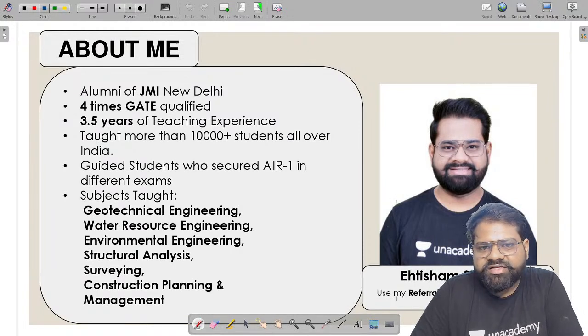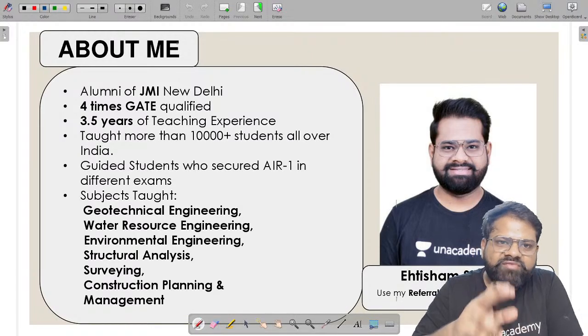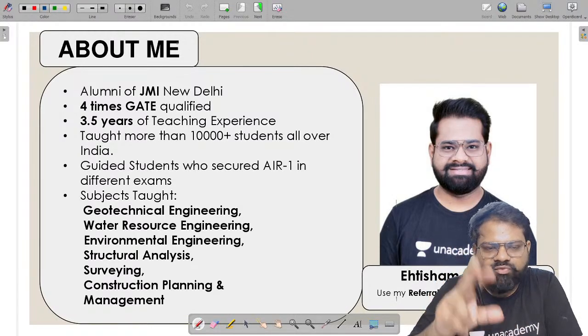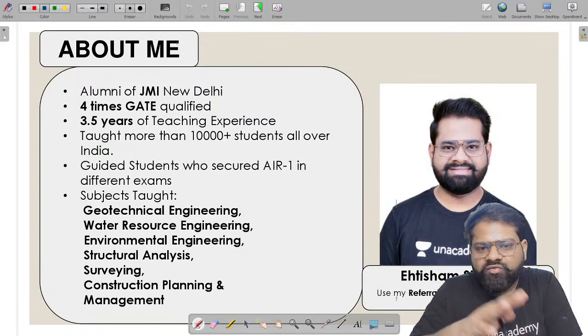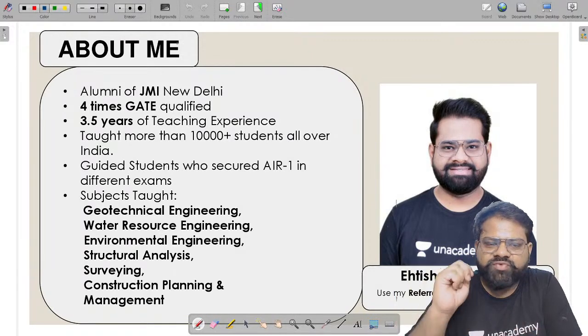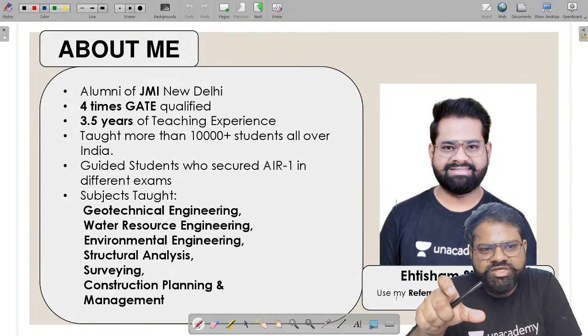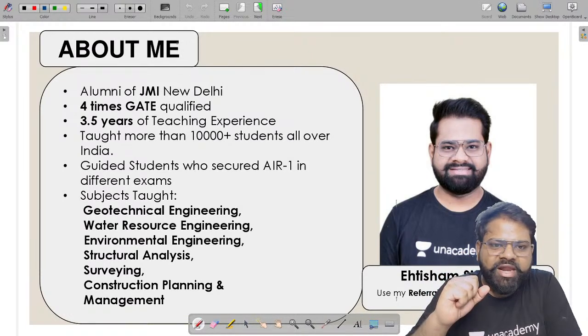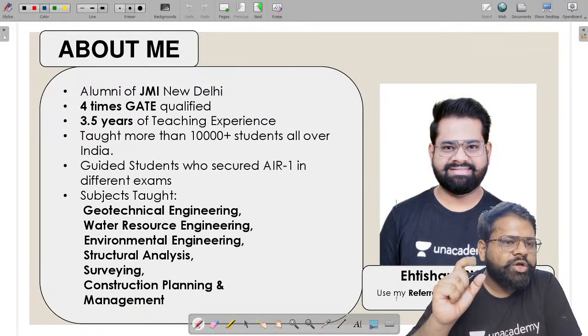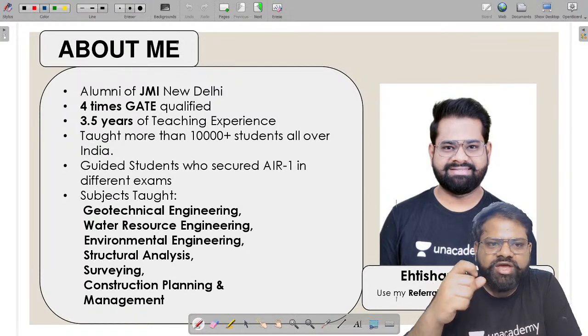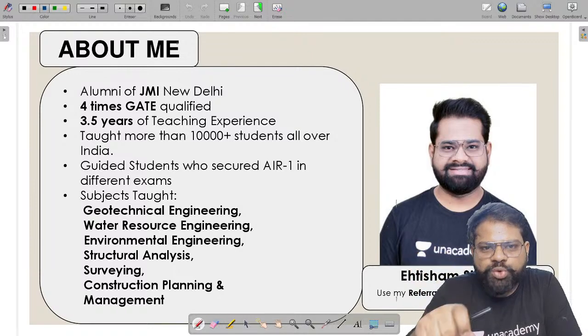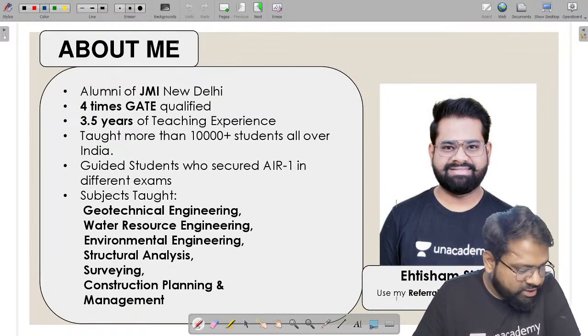In this session, we are discussing the GATE 2021 solutions. Already, we have discussed two sessions on water resource engineering, one for the forenoon session and one for the afternoon session. If you want to see those sessions, you can go to the description box or the playlist available on our channel. Moving forward, in this session we are going to solve the geotechnical engineering questions which came in the GATE 2021.